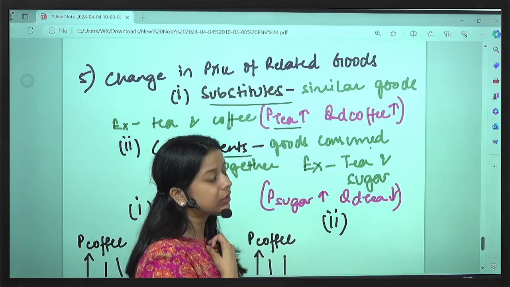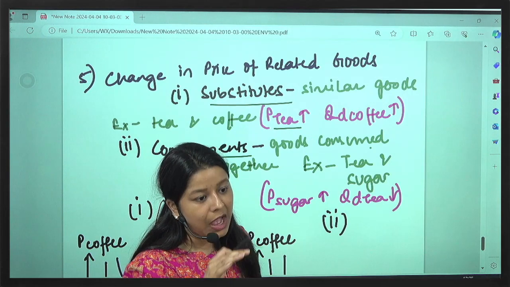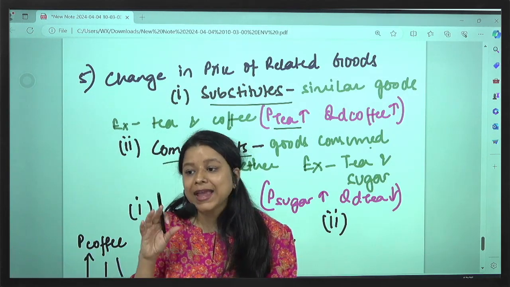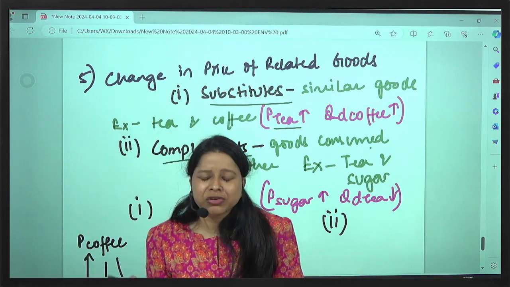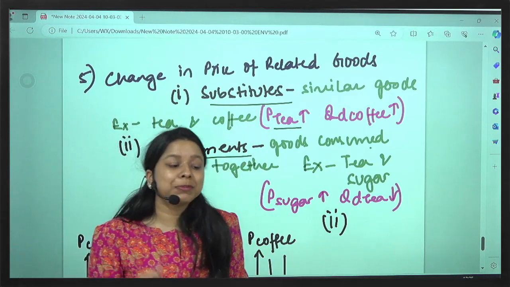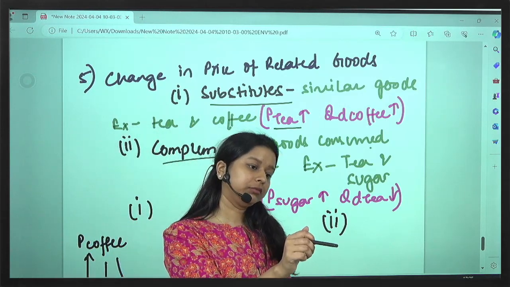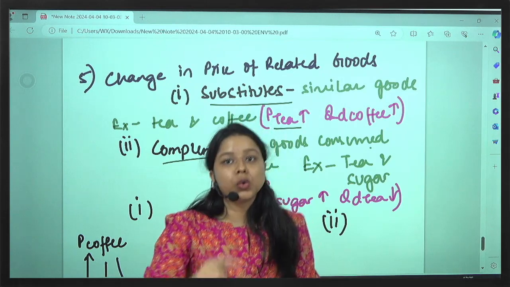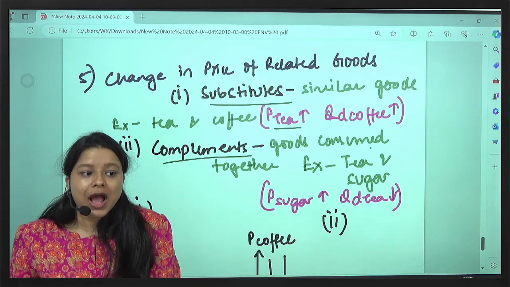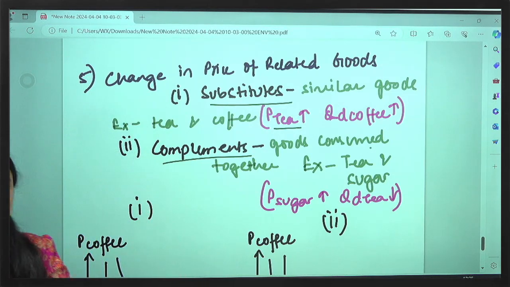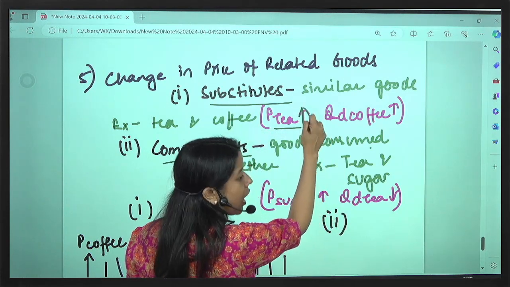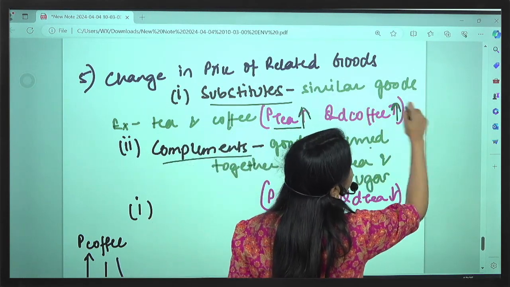Let's say our concern is coffee. Our own good is coffee. I can have coffee also, tea also. I'm not a person who has only tea or only coffee. So if the price of tea goes up, coffee becomes relatively cheap. I will consume more coffee because they are similar to me. So if the price of tea goes up, quantity of coffee goes up.